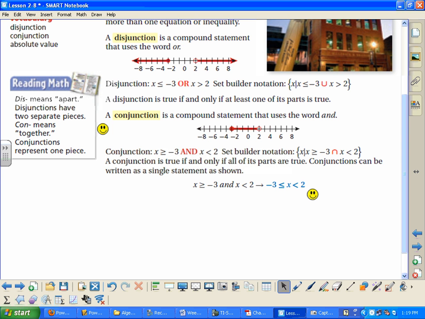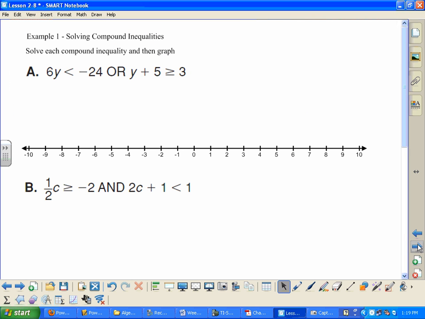Now, if it's or, you have to put the word or in there. You can't put them together as one thing like this. This only works for and. Okay? So disjunctions use or, conjunctions use and. Okay? So we're going to solve each of these compound inequalities, and then we're going to graph them on a number line. So letter A says 6y is less than -24, or y plus 5 is greater than 3. So we're going to solve both the inequalities, and then we're going to put our answers on a number line.